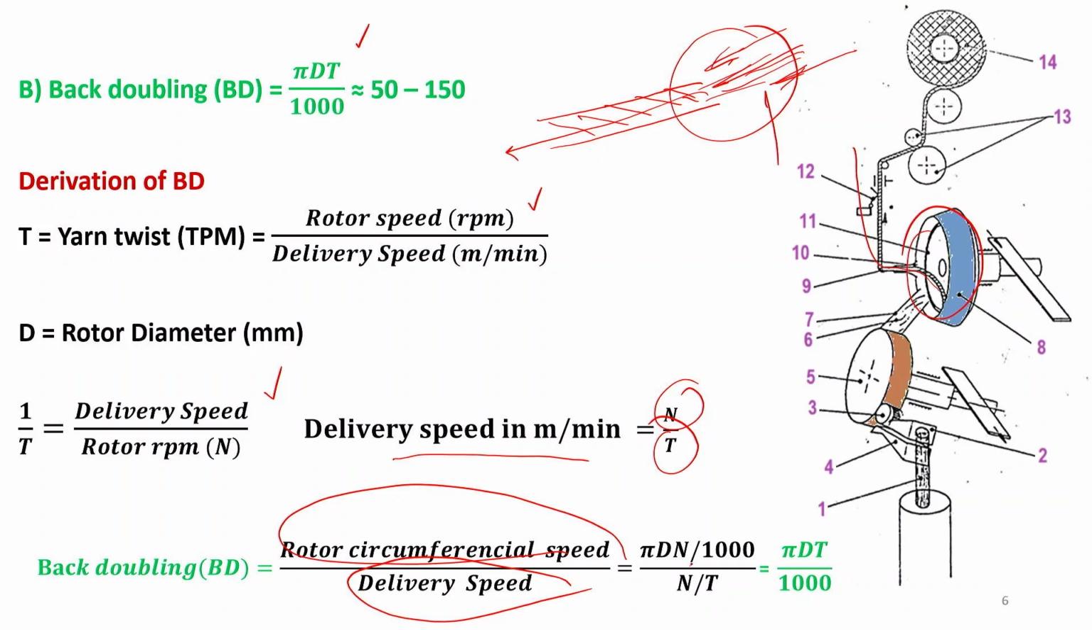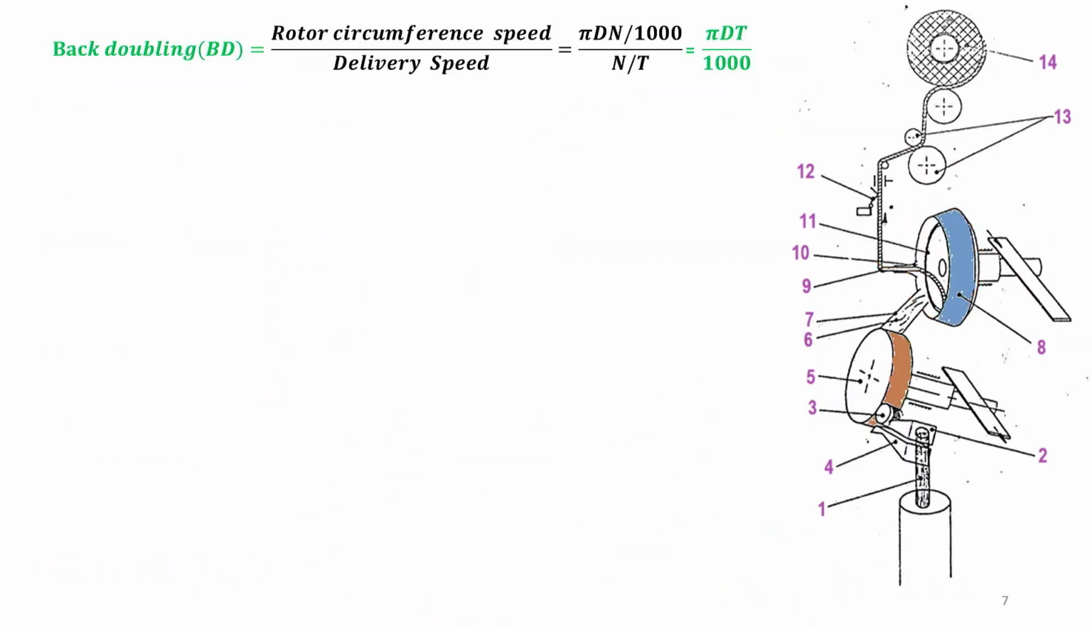So, rotor circumference speed is pi dn. D is in millimeter, so to convert it to meter per minute, it is pi dn by 1000, and T is the twist per meter. So, N by T, where N is the rotor RPM. Just rearranging this equation, N cancels out, so we get pi dt by 1000. So, that is the back doubling, and back doubling is given here.